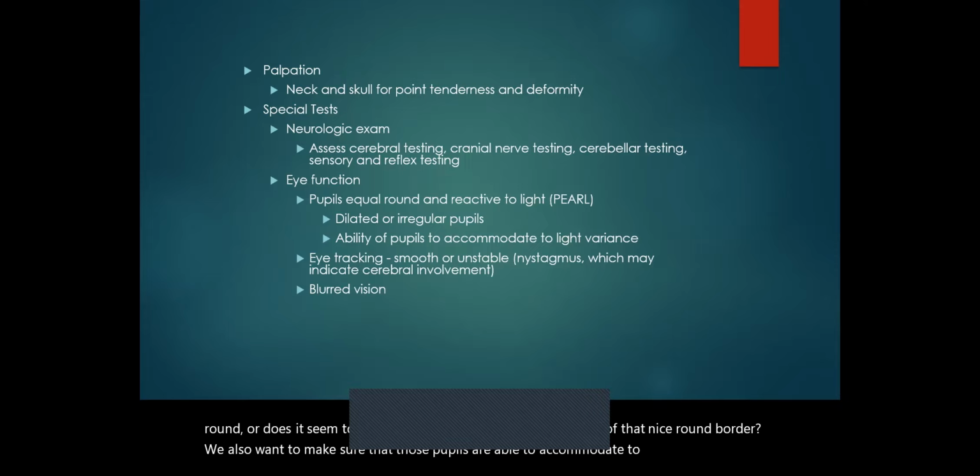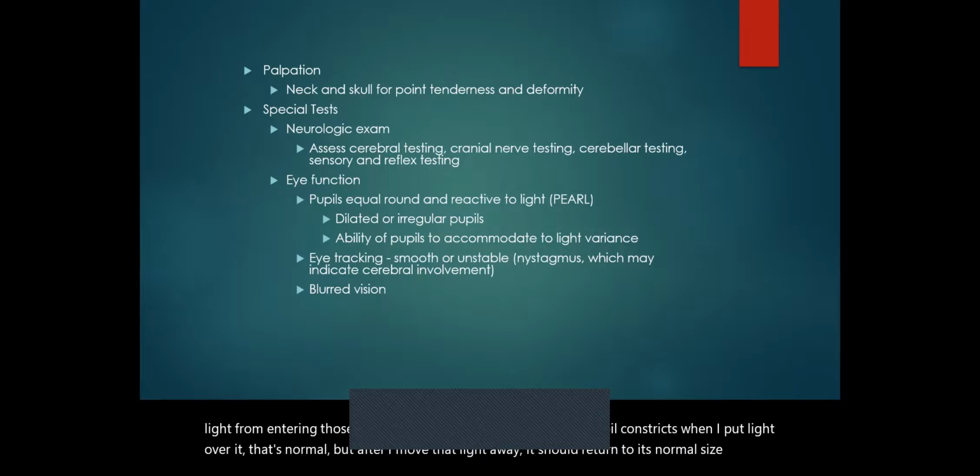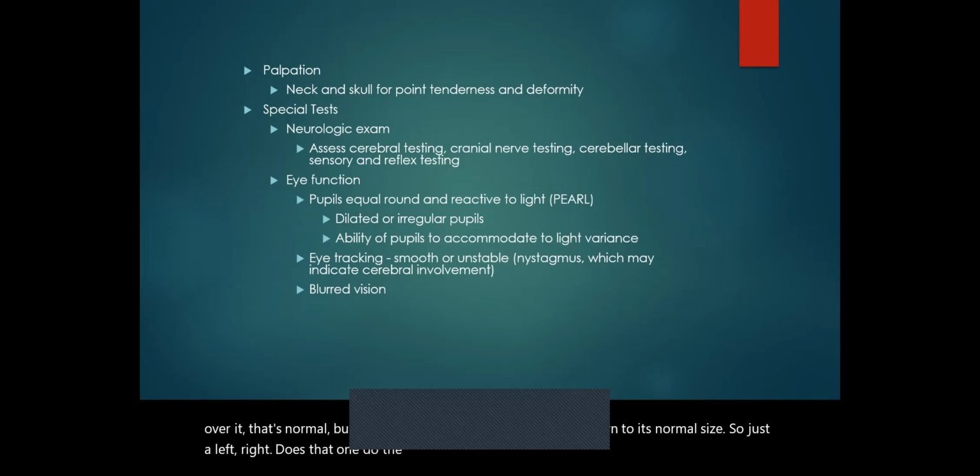So if I take a light and I shine it in their eyes, the pupil's job is going to be to restrict or constrict, to delay light from entering those nerves in the back of the eye. So if the pupil constricts when I put light over it, that's normal. But after I move that light away, it should return to its normal size. So just a left-right, does that one do the same thing that this one does?